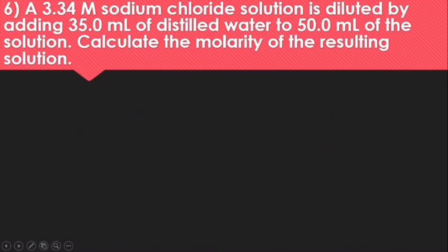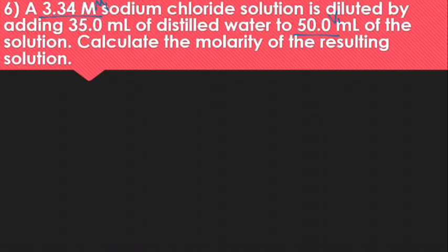Our next question is same idea. I get a molarity right off the bat. I'm going to call that my M1. Don't really have a lot of space to label these things. M1 says that much molarity of our sodium chloride solution is diluted by adding 35 milliliters of distilled water to 50 milliliters of the solution. So I've got this solution and I've got 50 milliliters of it, in fact. So this is going to be my V1 as well.